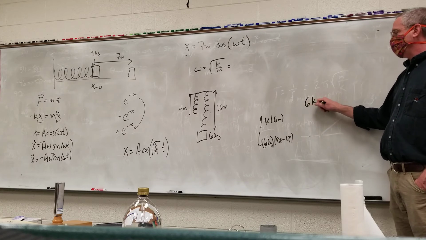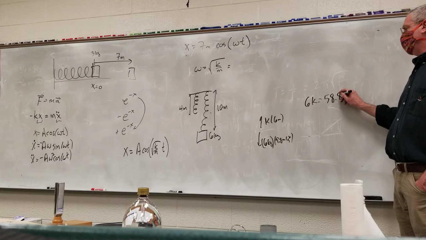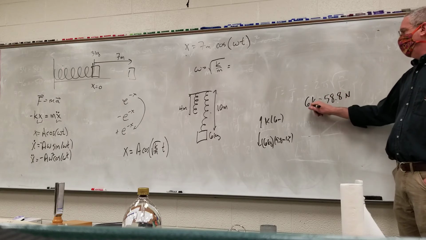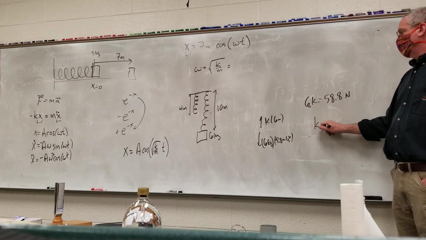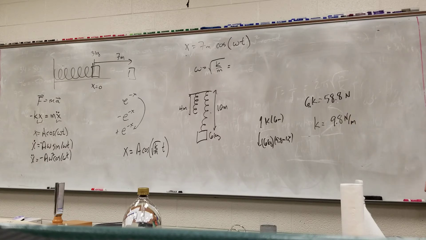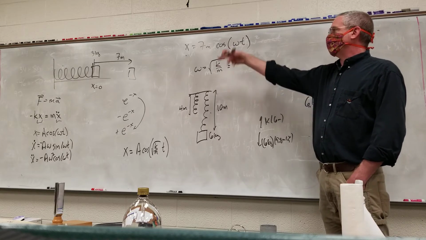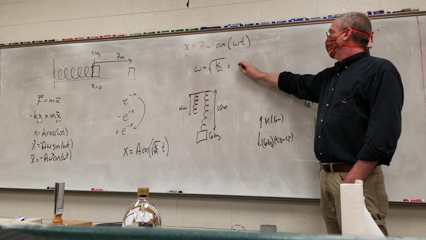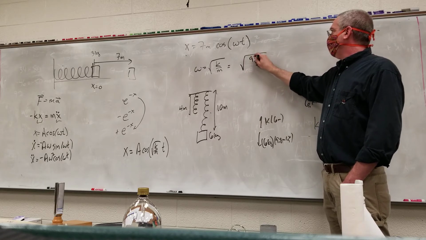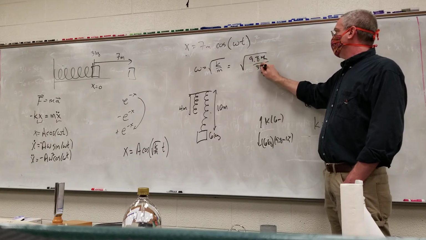So 6k is equal to 58.8 newtons. Divide both sides by 6, and you end up with 9.8 newtons per meter. So now we can go over here, same spring, I put it sideways, and omega becomes the square root of 9.8 newtons per meter over the mass that I attached to it, which is 3 kilograms.